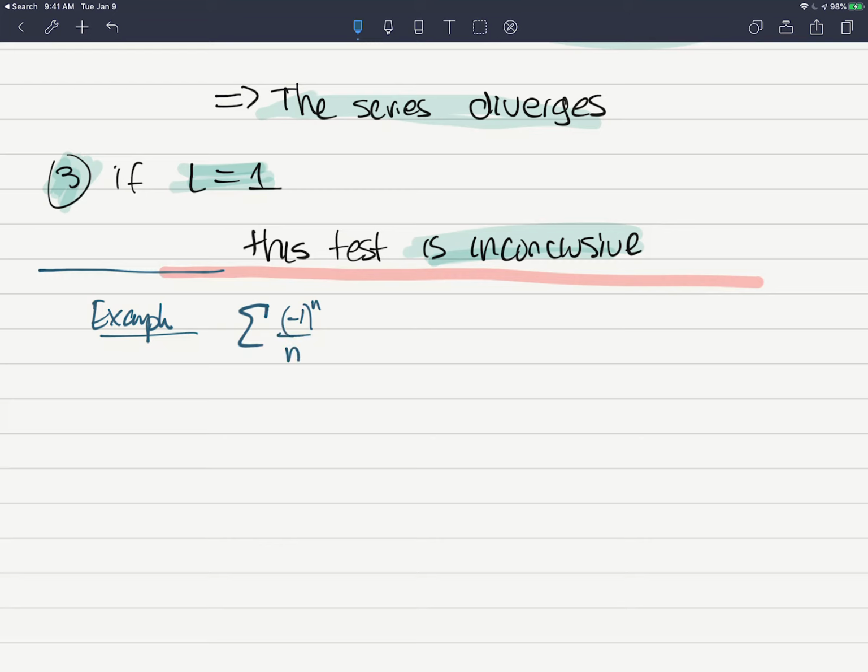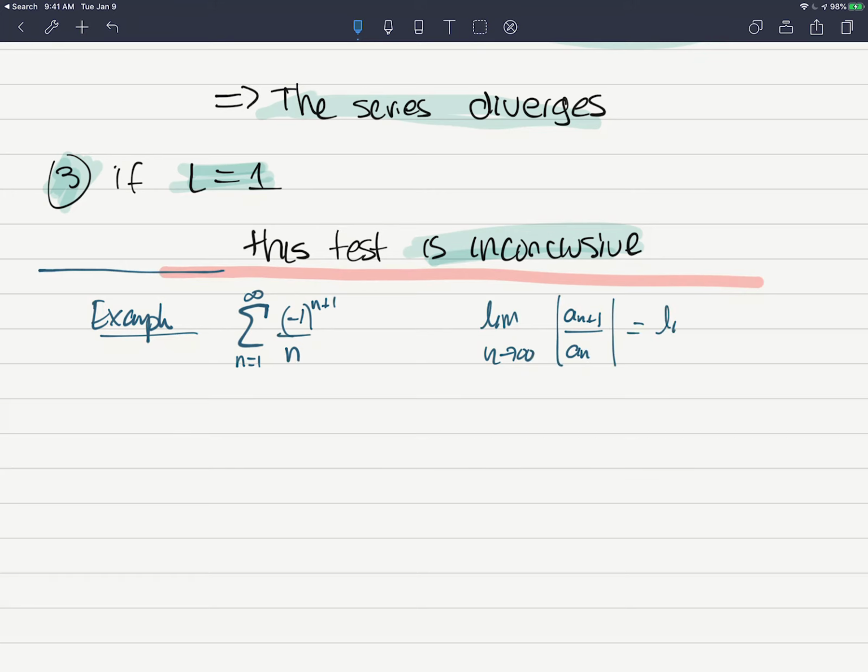You put n or n plus 1. This one, if you work it out, you can have the limit when n goes to infinity of the a n plus 1 over a n term with absolute values.